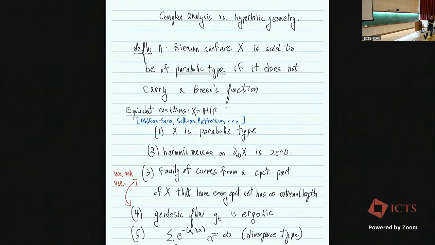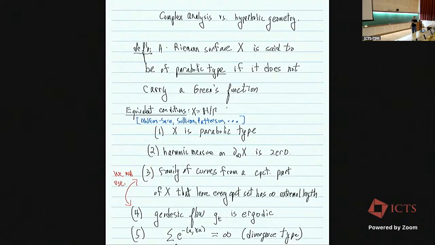We're starting with something complex analytic. And why? Let me just explain. If you start with the Riemann surface X, we'll say that it's of parabolic type if it doesn't carry a Green's function. You don't really have to know what a Green's function is, but let me say it anyway. It's a harmonic function on the surface that has a logarithmic singularity at a point. You don't really need to know what that means, but that's what parabolic type means.